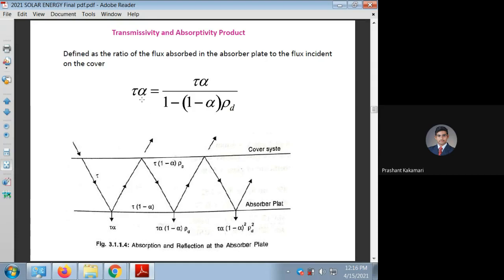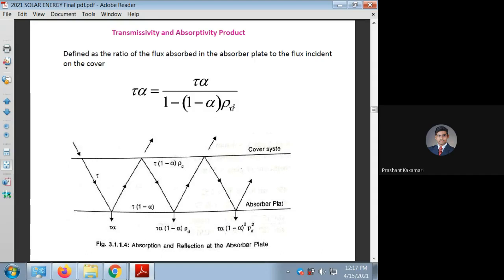That's why you can write the ratio of the flux absorbed in the absorber plate to the flux incident on the cover plate. If you take the ratio, I can write tau alpha equal to tau alpha divided by tau alpha, which is nothing but the actual radiation received on the absorber plate from the sun after passing through the glass cover system, to that of the total radiation received after multiple reflections and refractions. So that much energy will be reduced. So we can write (1 minus alpha) into rho d as the effective term.